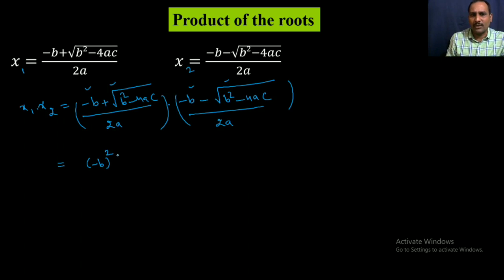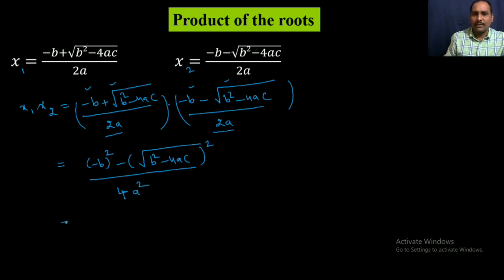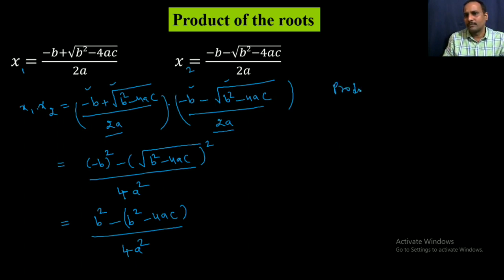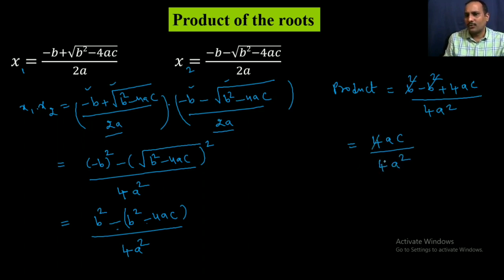So it will become minus b whole square minus under root b square minus 4ac whole square by 2a into 2a. That is 2 into 2, 4, a into a, a square. Now minus b whole square, you can write it as b square minus, the square root will get cancelled, and you will have minus of b square minus 4ac by 4a square. So we will have the product is equal to b square minus b square, this minus into minus will become plus 4ac by 4a square. So this b square minus b square gets cancelled and we are remaining with 4ac by 4a square. This 4 gets cancelled and a and this one more a gets cancelled. The answer is c by a.